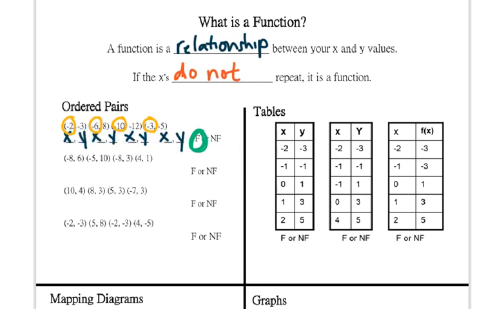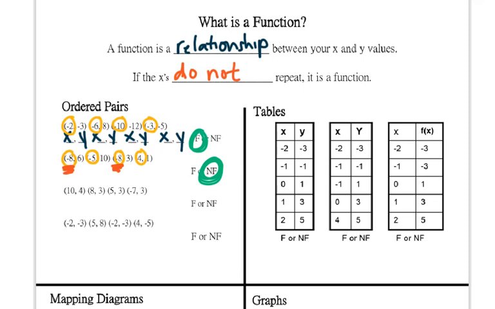We're good to go. But if we look at the second example, we're going to circle our x's. All we care about is the x. We don't care about the y value when checking for functions. If we look at this, we've got this -8. She was dating a 6, and she comes back with a 3. That is not good. She is not faithful. This is not a function.